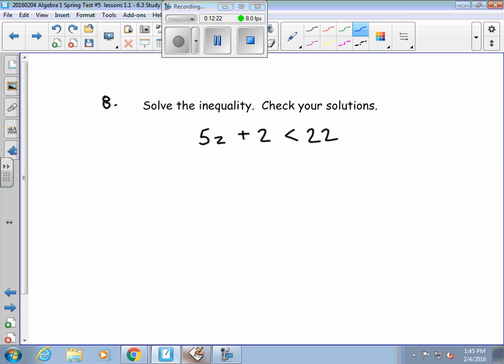Solve the inequality, and again, check your solutions. Now the inequality, or the z value, it's not x this time, they just give you z.